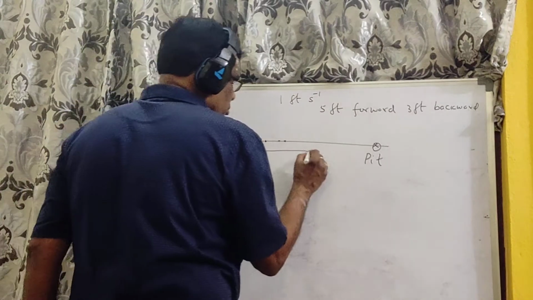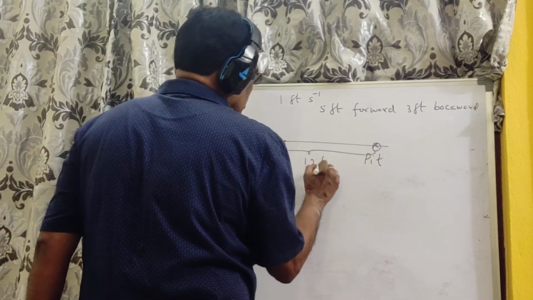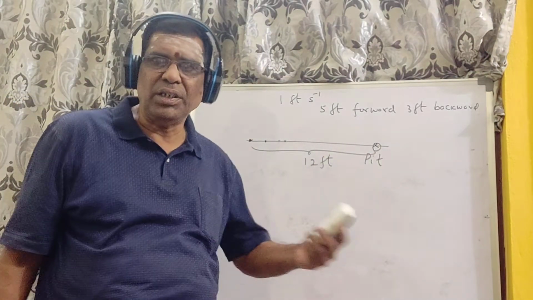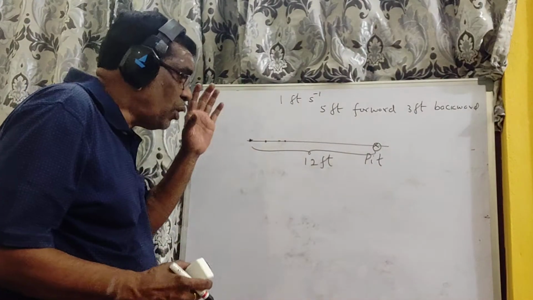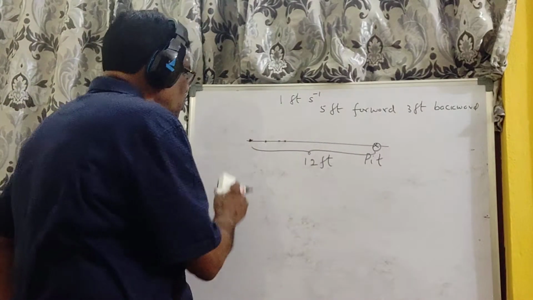Which is, say, at a distance of 12 feet. At what time does he fall into the pit? I want this answer to be obtained graphically. Now let us see how to do that.